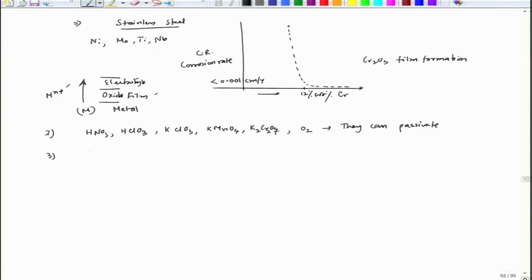Third is, once a metal is passive, it can maintain passive state if it is not disturbed. So, once a metal becomes passive, if it is not disturbed by some external force, it can maintain its passivity.